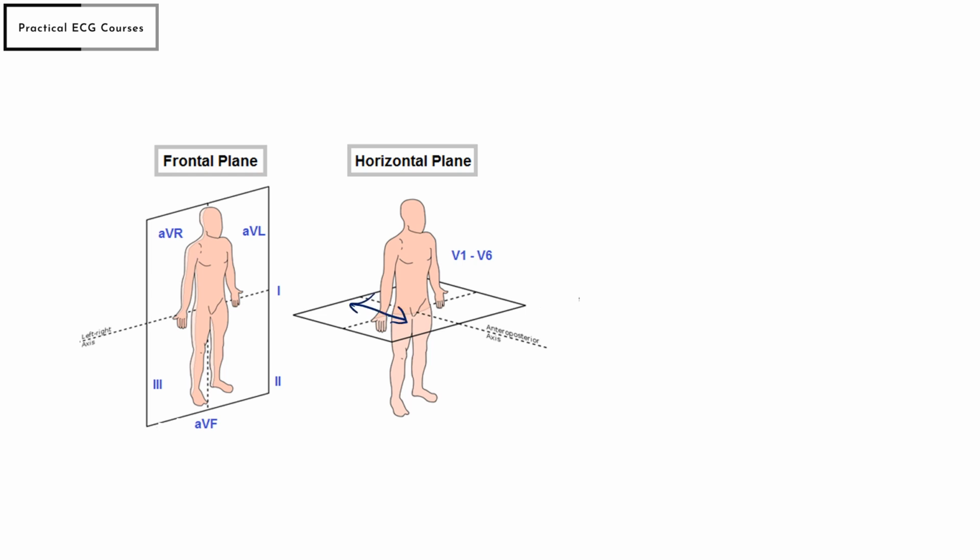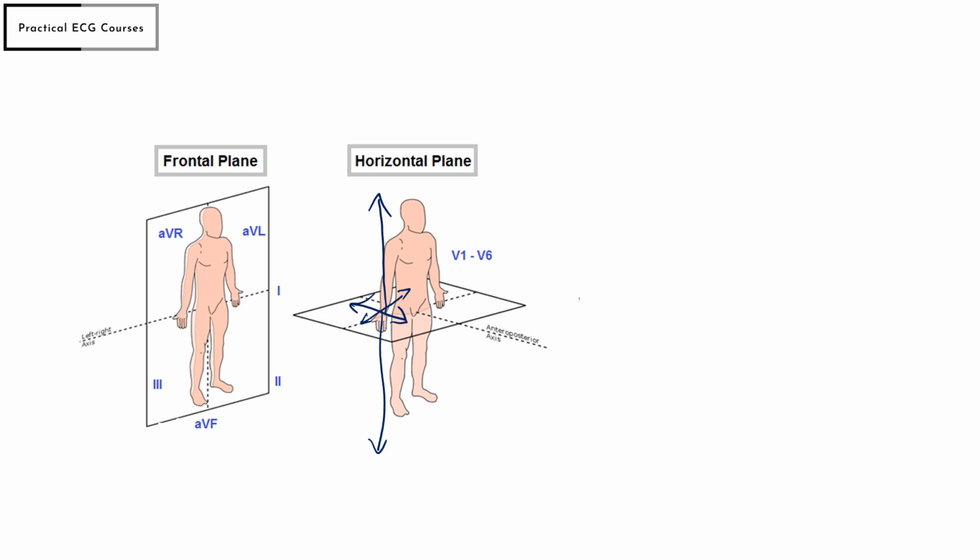V1 to V6 forms the horizontal plane. So it can pick up all the vectors traveling in the horizontal plane, like vectors moving anteriorly, posteriorly, to the sides and all that. But it cannot pick up vectors which are traveling superiorly or inferiorly because these vectors are traveling out of plane for the horizontal plane.